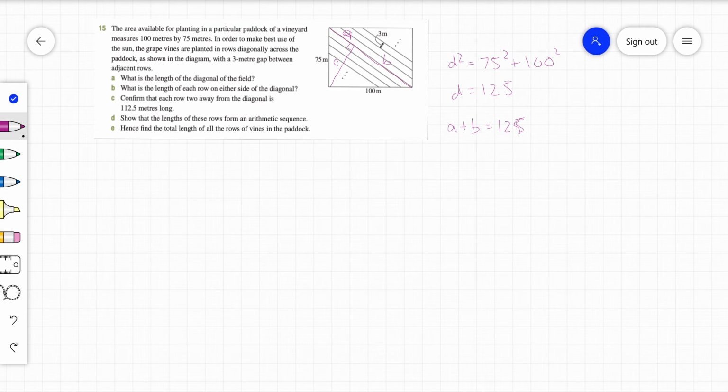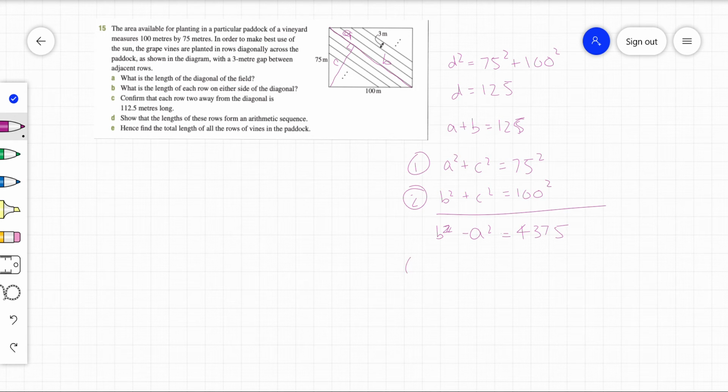What else do we know? We also know that A squared, we've got a right angle triangle there, plus C squared is 75 squared. We also know that B squared plus C squared is 100 squared. So let's just have a look at this. If I subtract these equations, the second one take away the first one, I am going to get 100 squared take away 75 squared, and I'll do that for you.